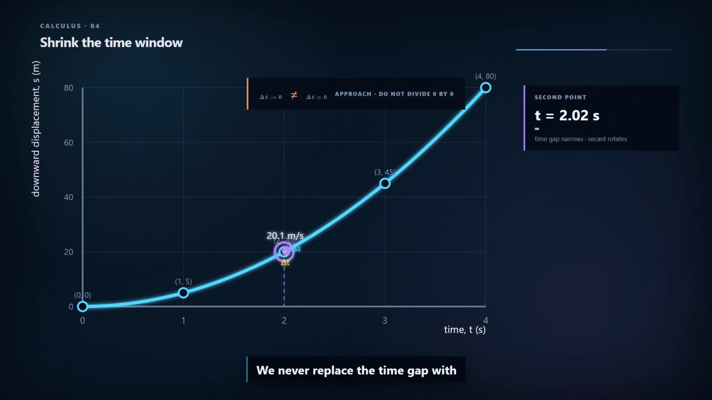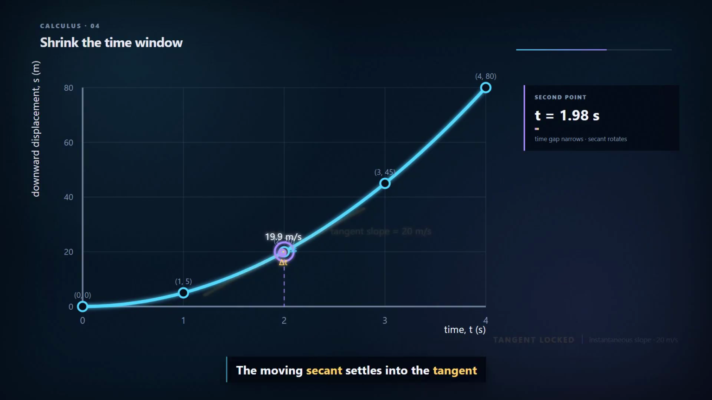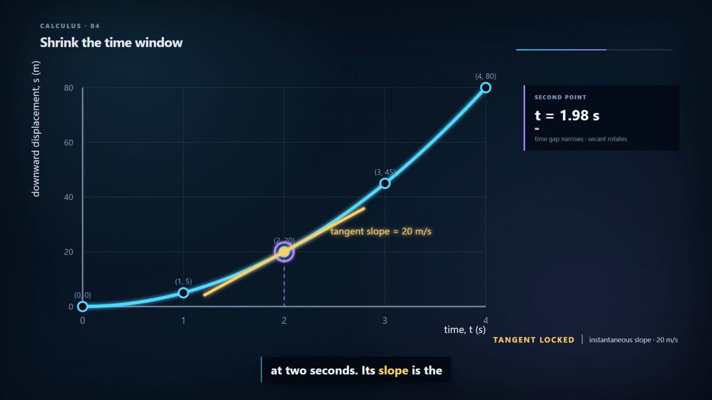We never replace the time gap with 0. That would ask us to divide 0 by 0. Instead, we ask which value these averages approach as the second point closes in. Approach from the other side, and it agrees. The averages approach 20 meters per second. The moving secant settles into the tangent at 2 seconds. Its slope is the ball's velocity now.